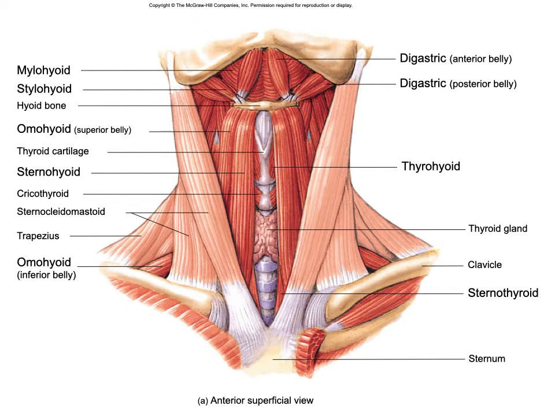Think of the mylohyoid like the floor of the mouth. It's like a trampoline. It runs from side to side. One of the physical structures on the mandible you need to know is the mylohyoid line, the two bony lines from side to side that the mylohyoid attaches to. You can see the fibers run side to side there. Stylohyoid runs from the styloid process, that little spike-like object in front of the mastoid, out here to the hyoid.